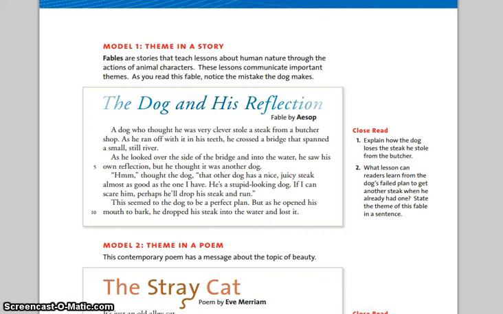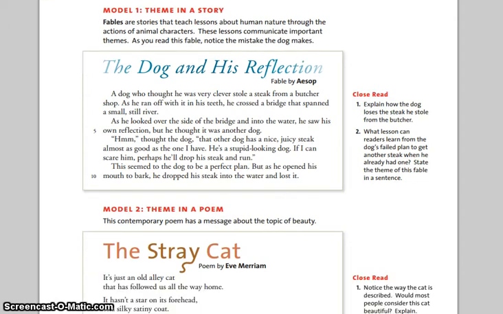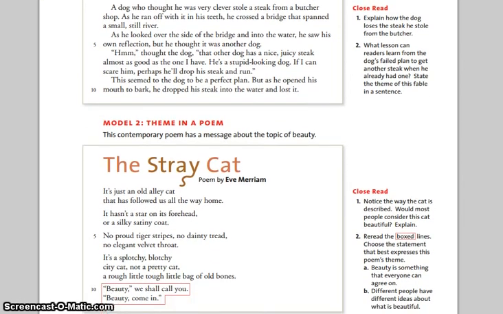Let's take a look at the close read questions. Number 1 says, explain how the dog loses the steak he stole from the butcher. And question number 2 says, what lesson can readers learn from the dog's failed plan to get another steak when he already had one? State the theme of this fable in a sentence. Go ahead and push pause on the video and respond to questions 1 and 2.